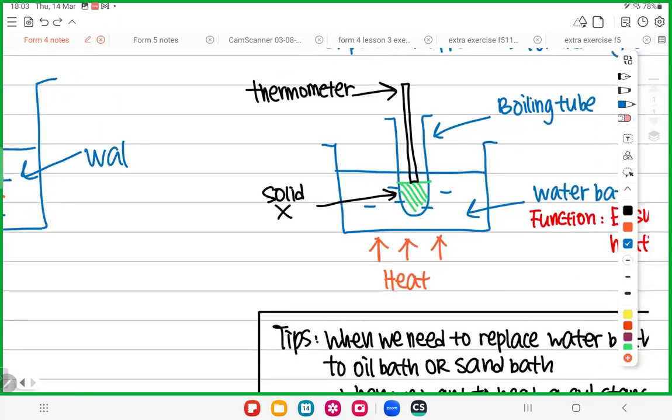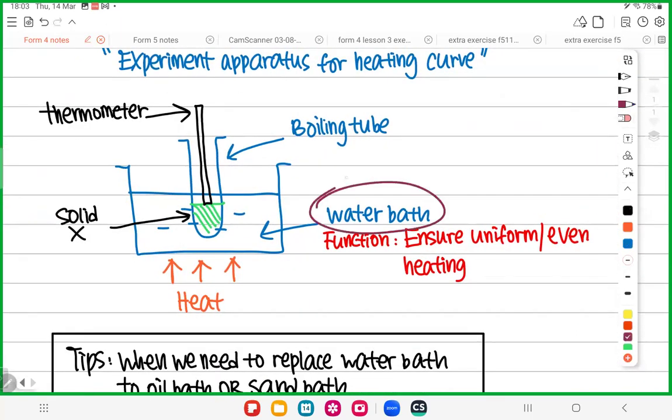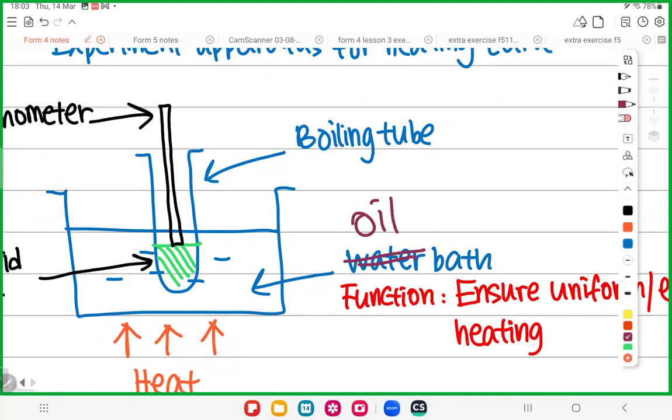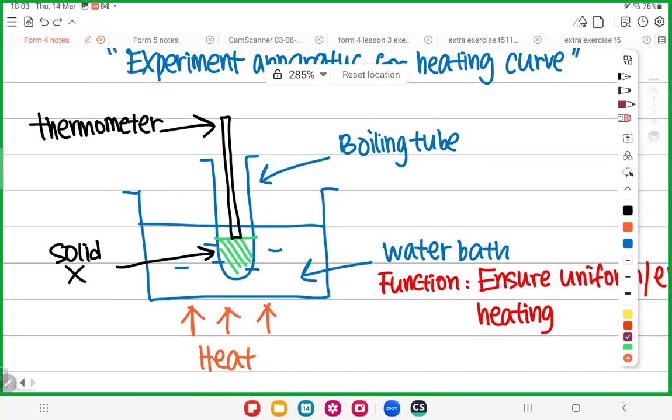Okay. Next one. Can we only use a water bath? No. Sometimes you can change the water here to oil. We call it an oil bath. Same concept. What is an oil bath? You heat the oil, then the oil is hot. The hot oil heats the substance. It is still indirect heating. Or sometimes it can be a sand bath. You heat the sand until the sand is very, very hot. Then the sand heats the substance. No problem. So it can be a water bath, an oil bath, or a sand bath. That's it.